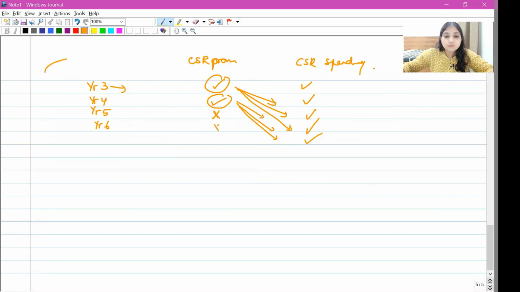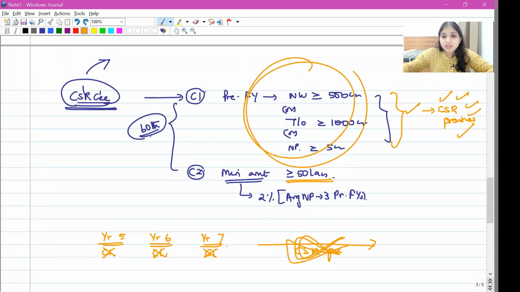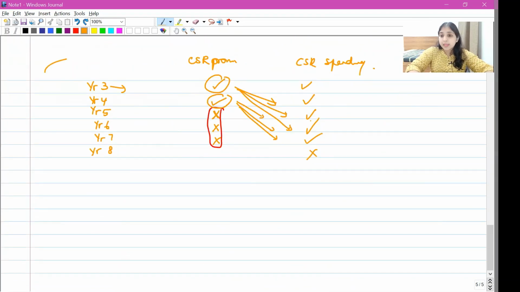Year 5 also not fulfilled, year 6 also not fulfilled, year 7 also not fulfilled, let us say. If 3 years continuously the CSR provisions are not fulfilled, then you can stop spending money on CSR. 3 years continuously, if CSR provisions are not applicable, if none of these 3 conditions are fulfilled, then you can stop spending money on CSR. Is this clear? Only then can you stop spending this money on CSR. I hope you have understood this.